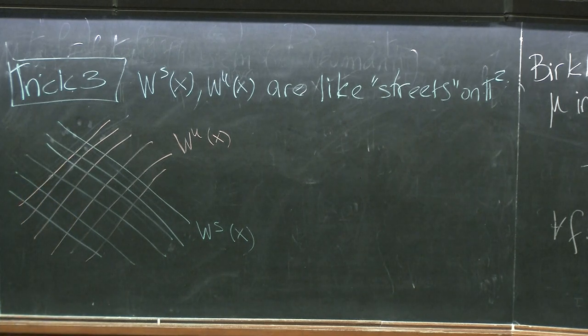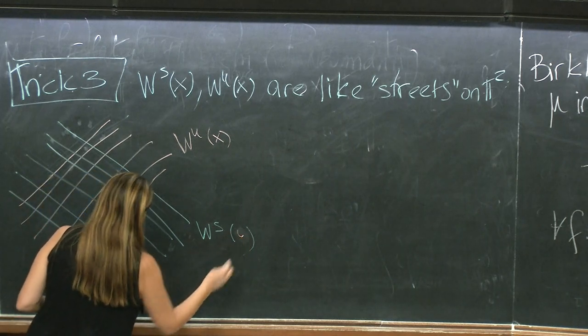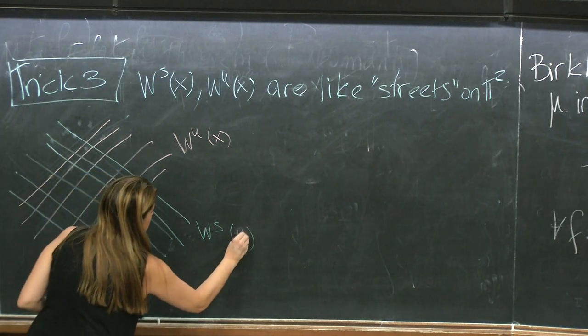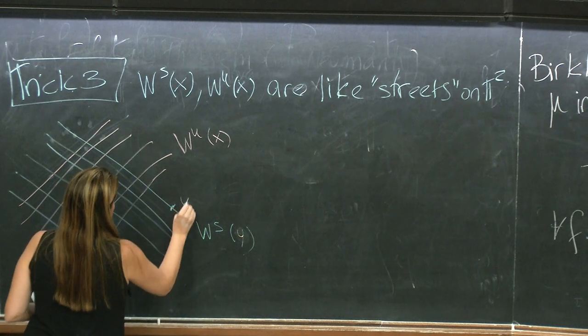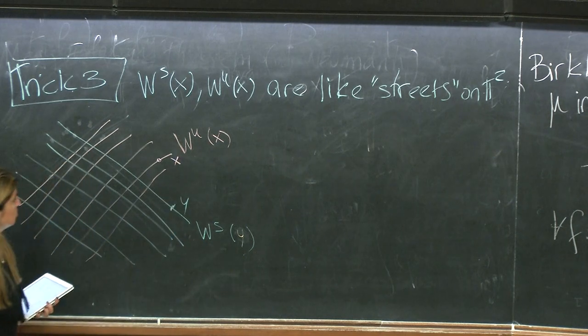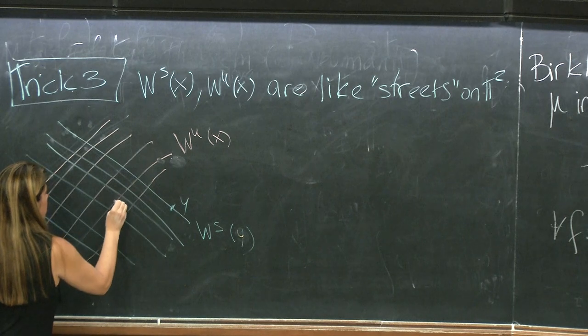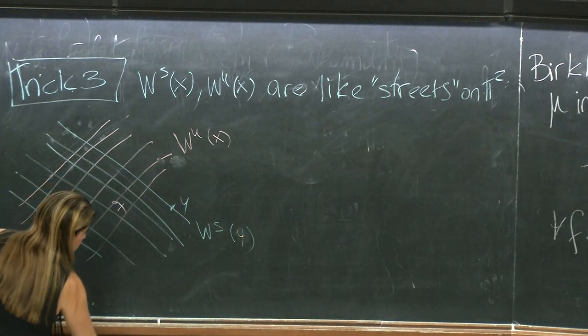Sorry, where is X? Oh, yes. Let's put, to be safer, X and Y. So Y will be any point here, and X will be any point here. In fact, it would be better if they are inside the square I will draw in a minute.